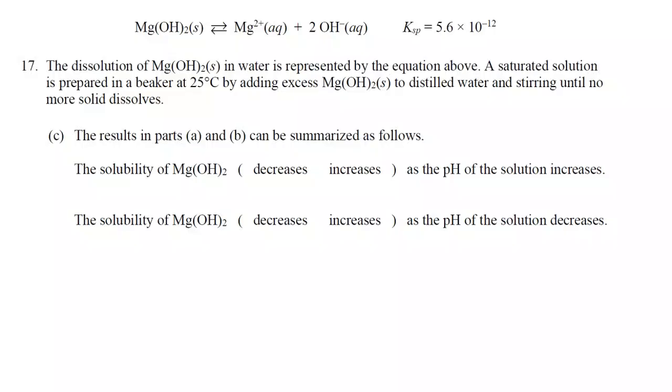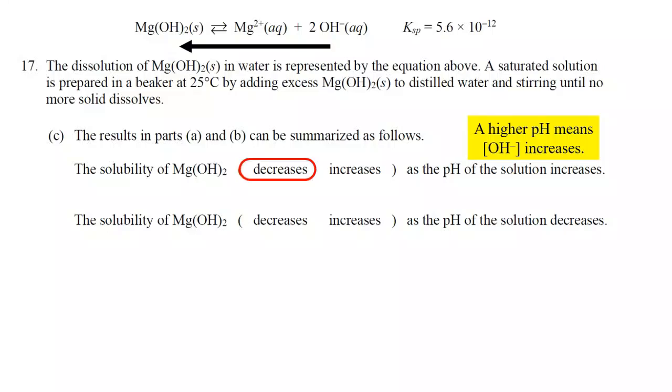The solubility of magnesium hydroxide either decreases or increases, and we're talking about as the pH of the solution increases as opposed to as the pH of the solution decreases. So if you increase the pH, a higher pH means more hydroxide ions. And if the hydroxide ions increase, then Q becomes greater than K. So if QSP becomes greater than KSP, the solubility of magnesium hydroxide would decrease if additional hydroxide ions are added. In other words, if the pH of the solution increases.